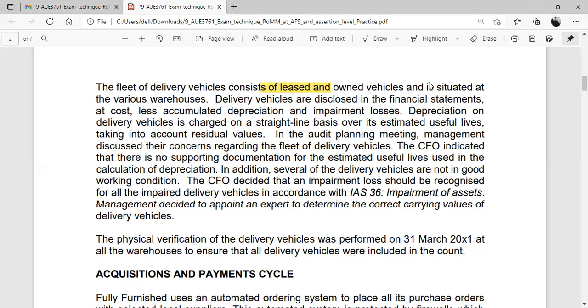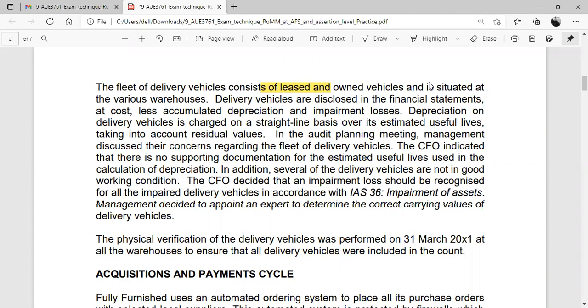So I have another question. Because here it mentioned that the physical verification of the vehicles was performed, does that mean that they scoped out existence? Okay. It says that the physical verification of the delivery vehicles was performed at all the warehouses to ensure that all the delivery vehicles were included in the count. Please repeat your question.